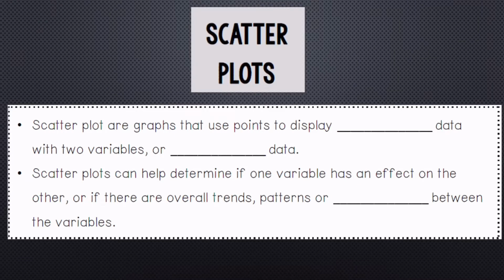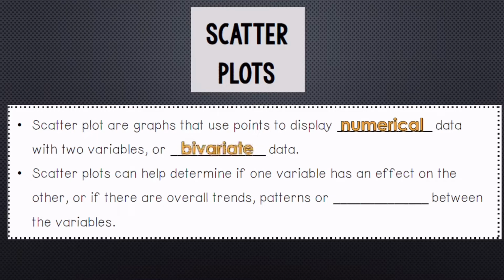Well, a scatter plot is a graph, okay? It uses points to display numerical data, okay? And it's numerical data that has two different variables, which we call bivariate. So we would use a scatter plot when we are surveying and collecting, and the result of our questions would result in two different numbers or even possibly the same numbers, but the two concepts are different.